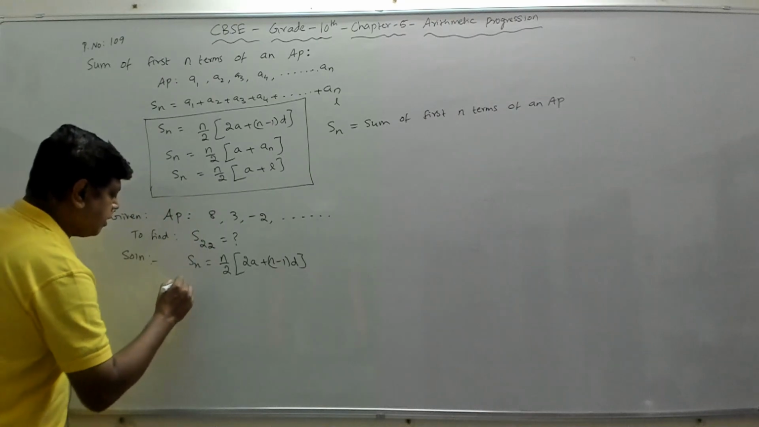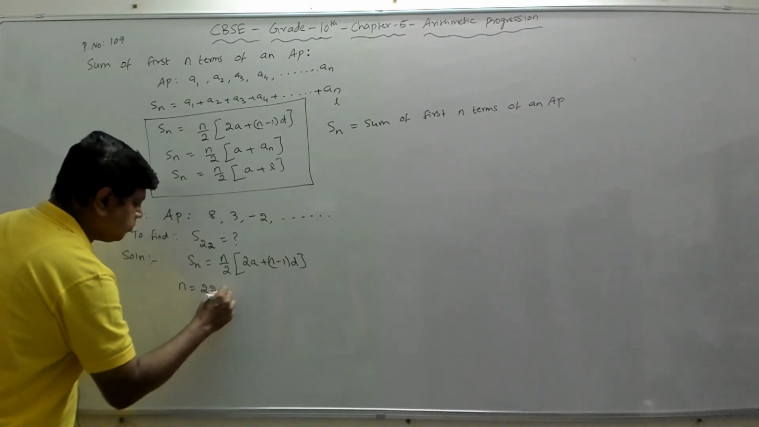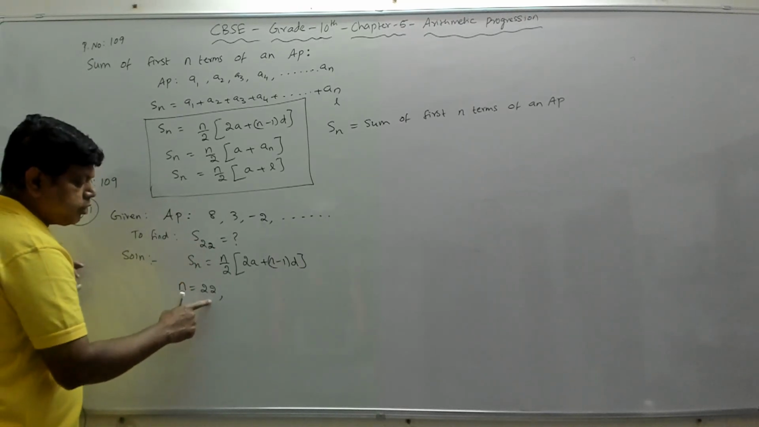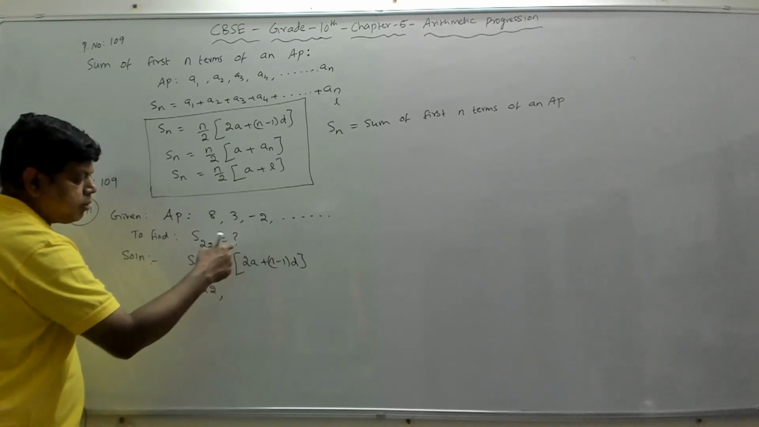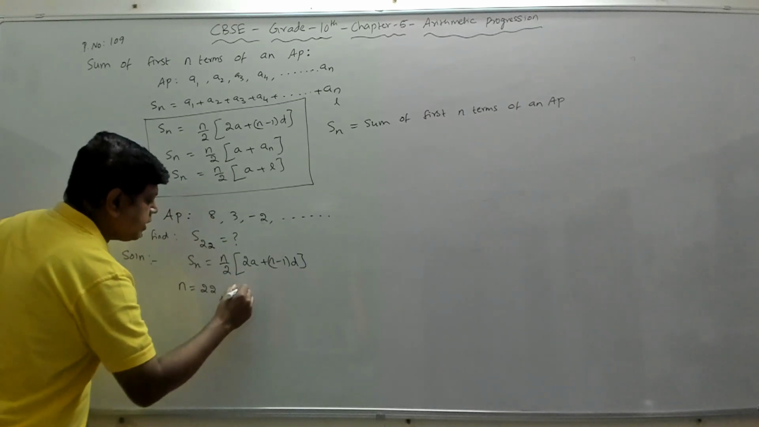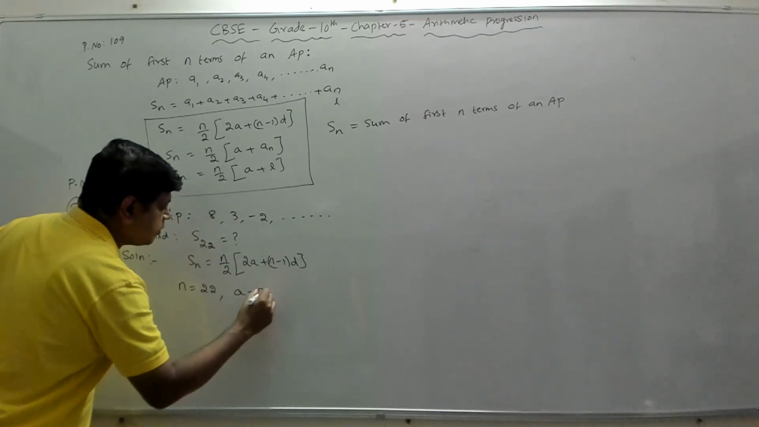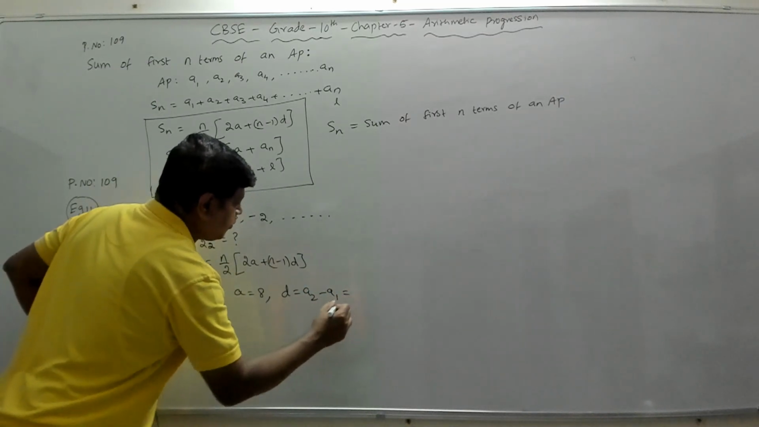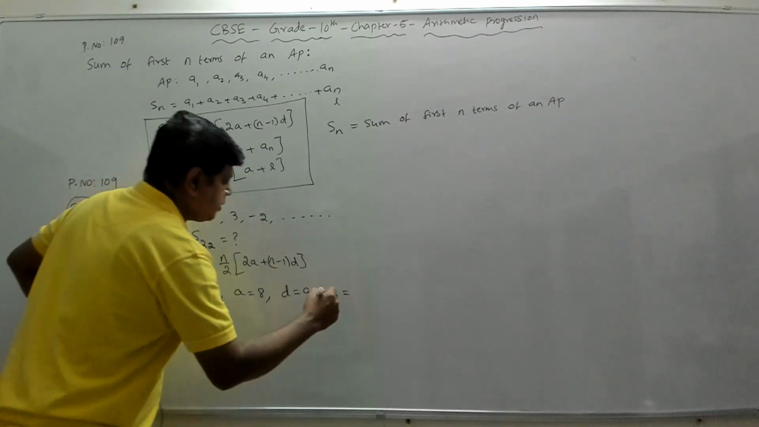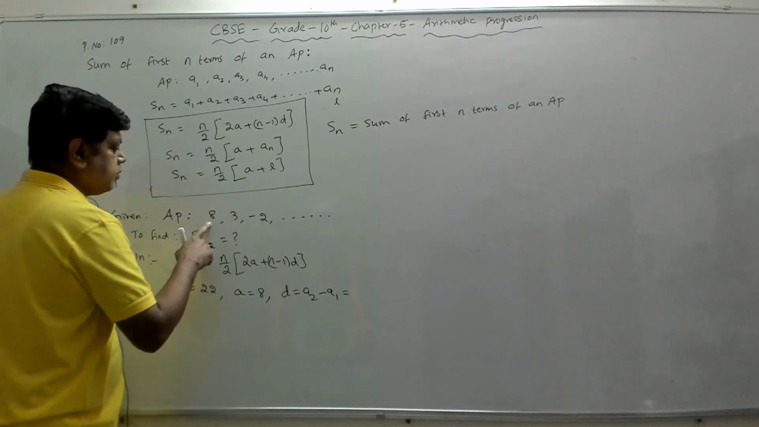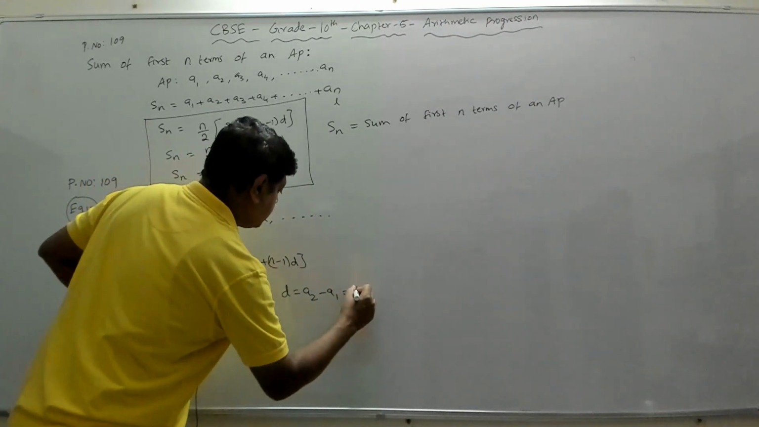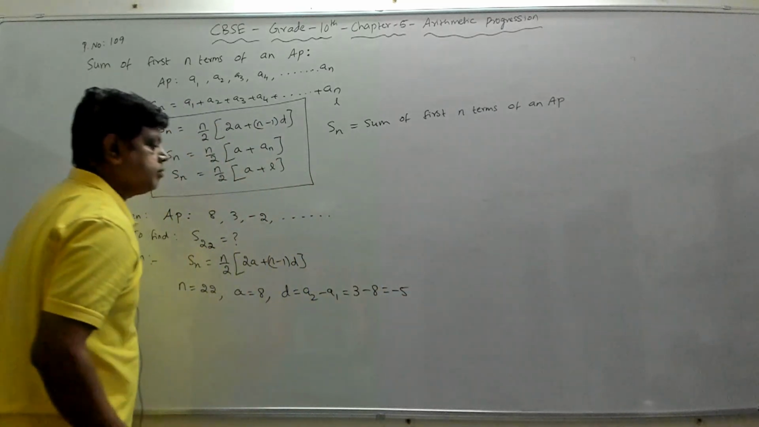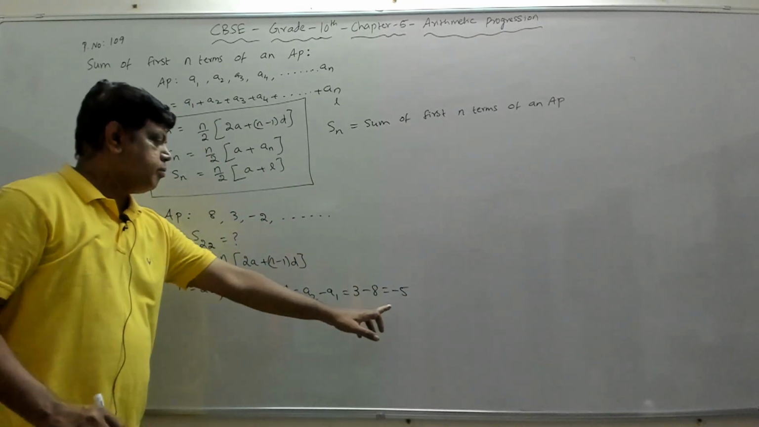Here our n is 22, because we have to find the sum of first 22 terms. We are going to put 22 here in this formula. N is 22, a is the first term, which is 8, and your common difference d is a2 minus a1, which is 3 minus 8. A2 is 3, A1 is 8. That gives me minus 5.